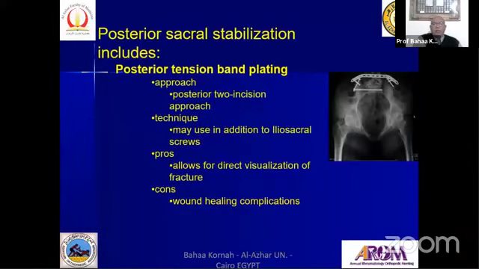The other type is posterior tension band plating. This is done through a posterior 2-incision approach over the sacroiliac joint. The technique may be used in addition to the iliosacral screws. The pros of this allow for direct visualization of the fracture, and the cons are wound healing complications from the prominence of the plate.